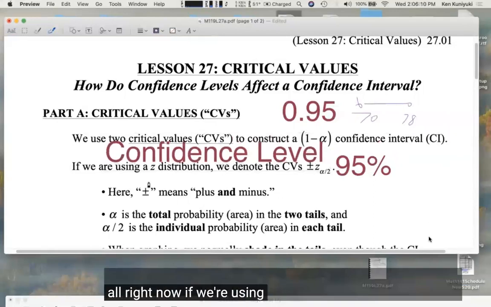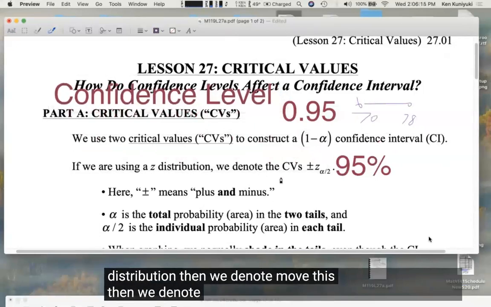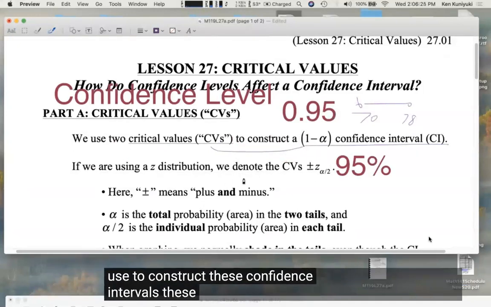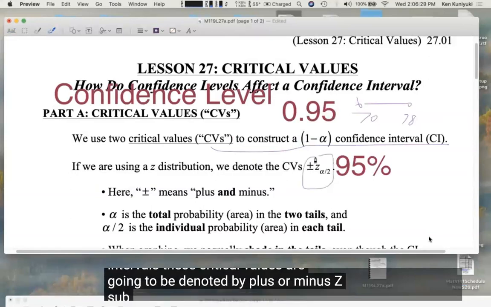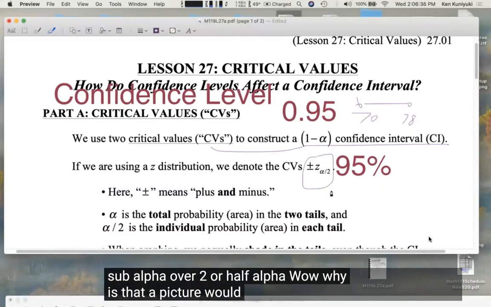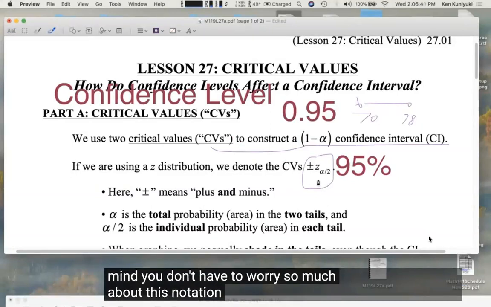All right. Now, if we're using a z distribution, then we denote these critical values, which again are the key numbers from the distribution, like z, that we're going to use to construct these confidence intervals. These critical values are going to be denoted by plus or minus z sub alpha over 2, or half alpha. Why is that? A picture would help. And bear in mind, you don't have to worry so much about this notation on homework or exams.